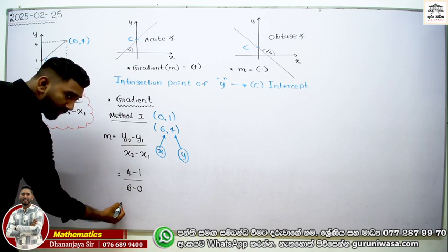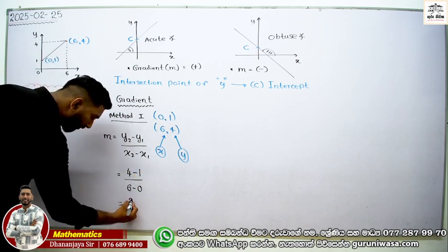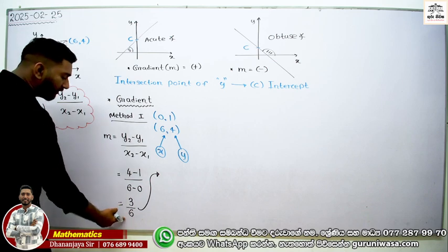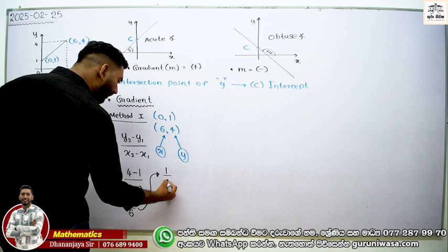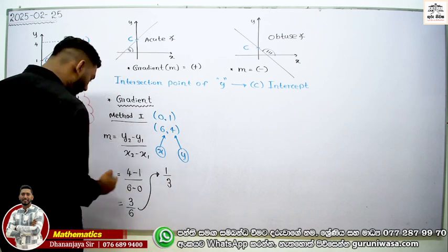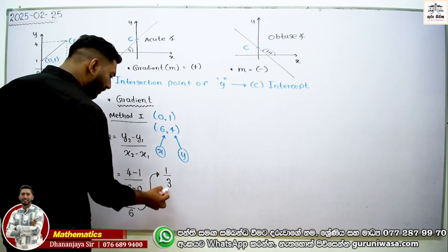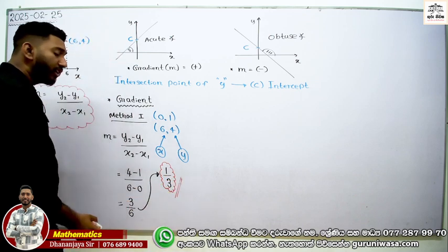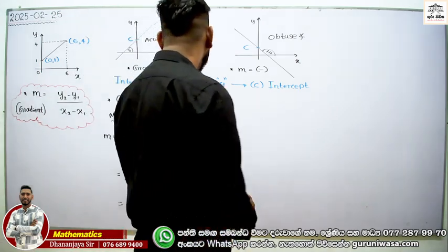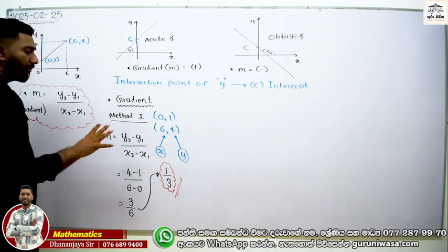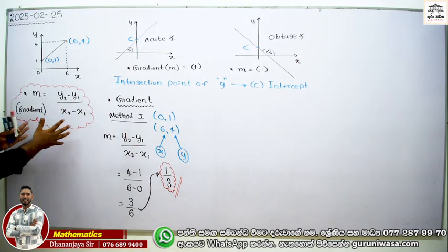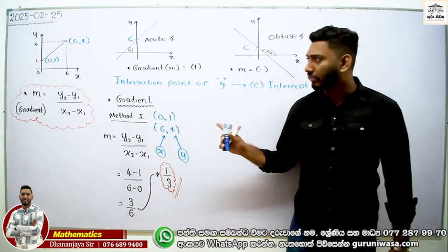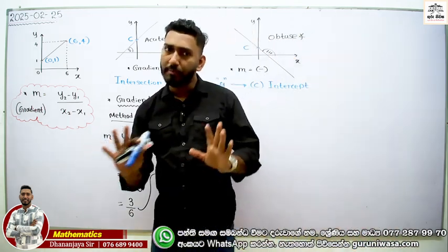Now what is the answer? 4 minus 1 is 3 and 6 minus 0 is 6. The final answer is 3 over 6, and we can simplify it to 1 over 3. Now we can see this is the gradient. So the answer you wrote is wrong, because the gradient is equal to 1 over 3. That is what comes. This is method number 1 of finding the gradient using the difference of y coordinates divided by the difference of x coordinates. Right. Did you understand this?